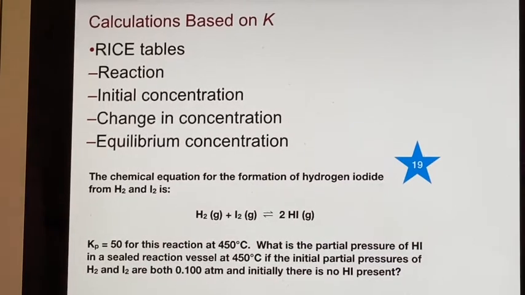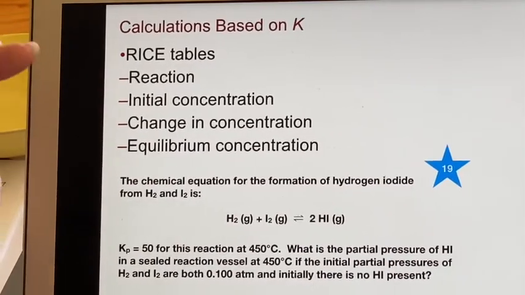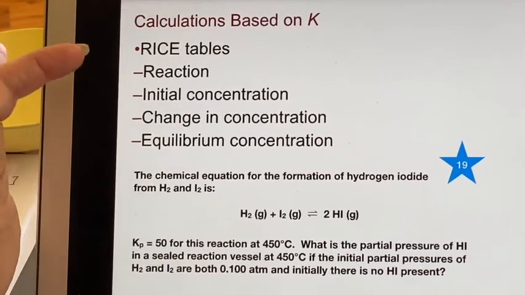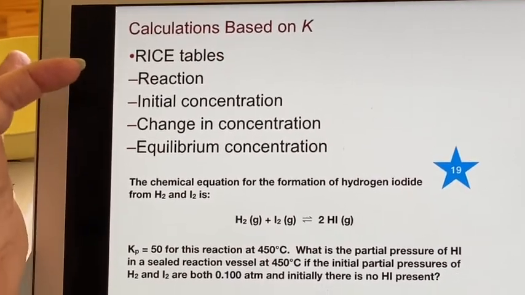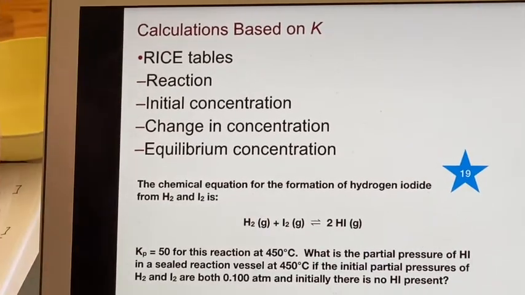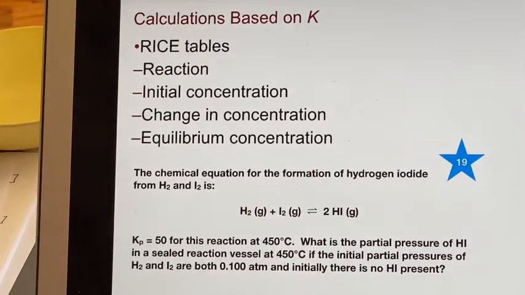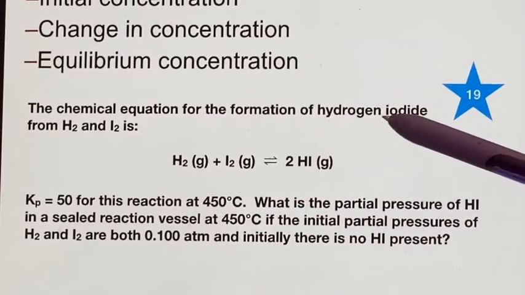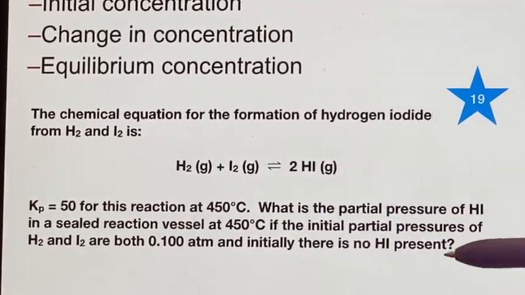We are going to use what in this book are called RICE tables. In other books you may see them, or you may have already learned about them, as ICE tables. It's very important what the reaction actually is. So our book adds an R to make it a RICE table, so that you always write down the reaction and don't make mistakes when you're writing up your table. I'm going to make hydrogen iodide from hydrogen gas and iodine as a gas.